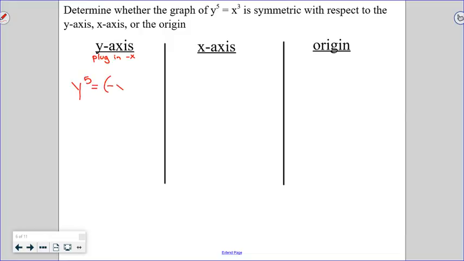First one, I'm going to plug in a negative x, and then we have to remember our exponent rules. Anything raised to an odd exponent just keeps whatever sign is there. So a negative x cubed is a negative x cubed. Can I do anything to fix that? I cannot. Okay, so it is not symmetric with respect to the y-axis. Let's check our x-axis. Plug in a negative y.